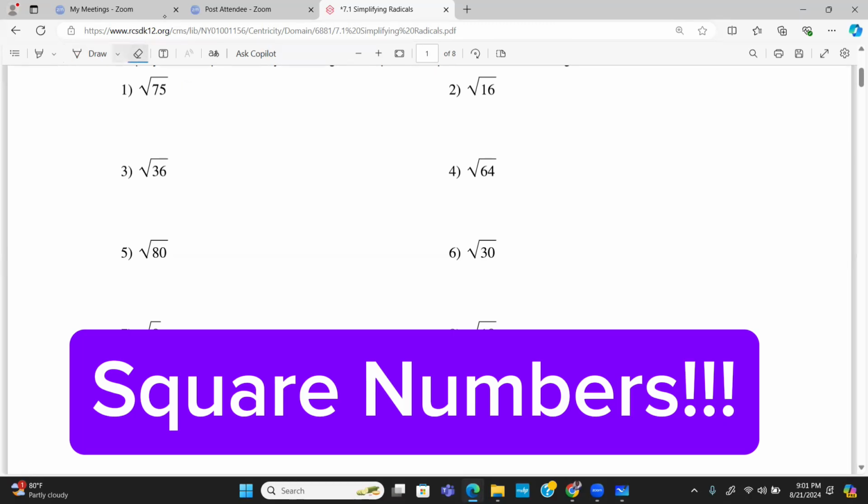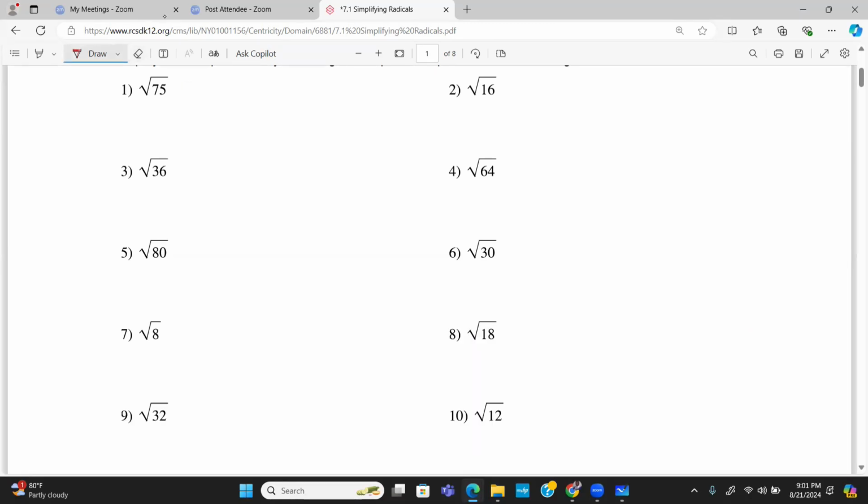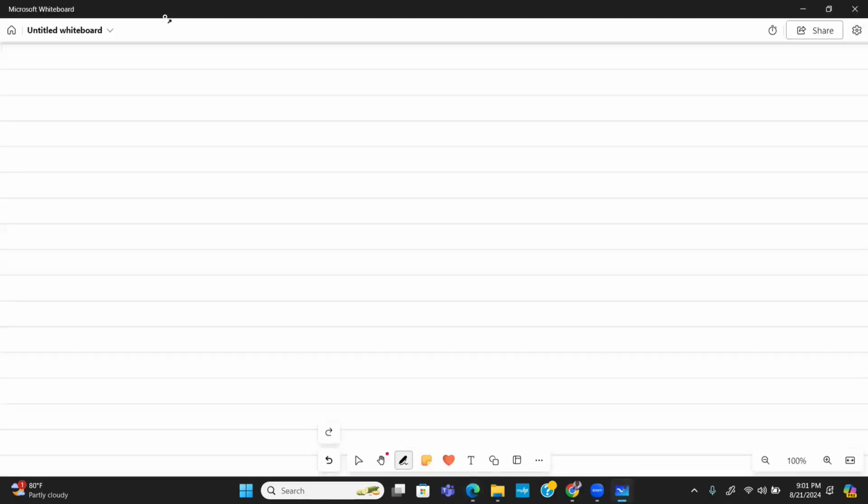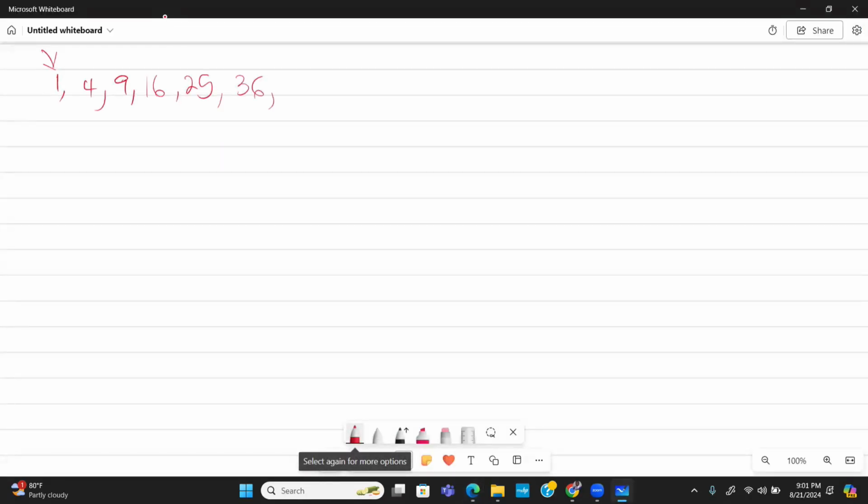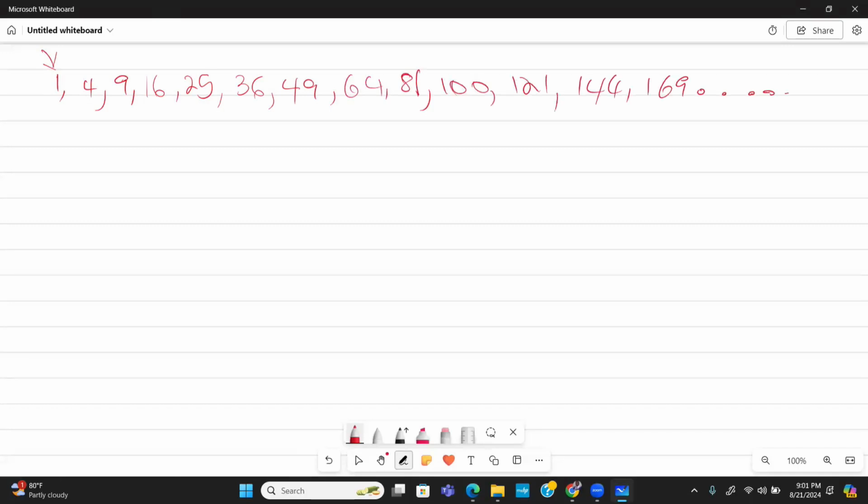Let us look at some square numbers. I'm going to list just a few of the square numbers. So the square numbers are as follows. 1 is a square number, on and on to infinity. Remember, this is 1 squared, this is 2 squared, this is 3 squared, this one is 4 squared, and it goes on. Okay?